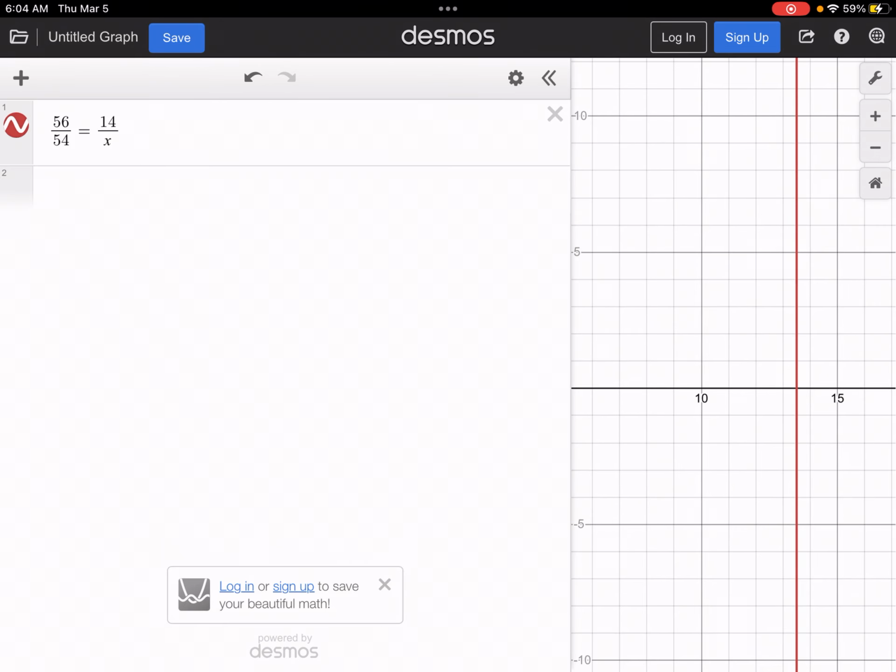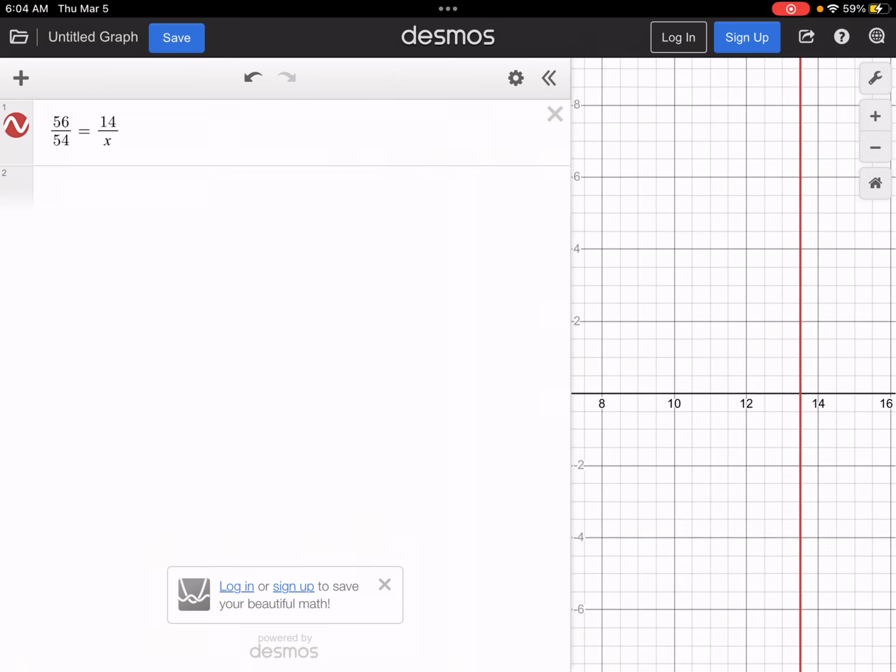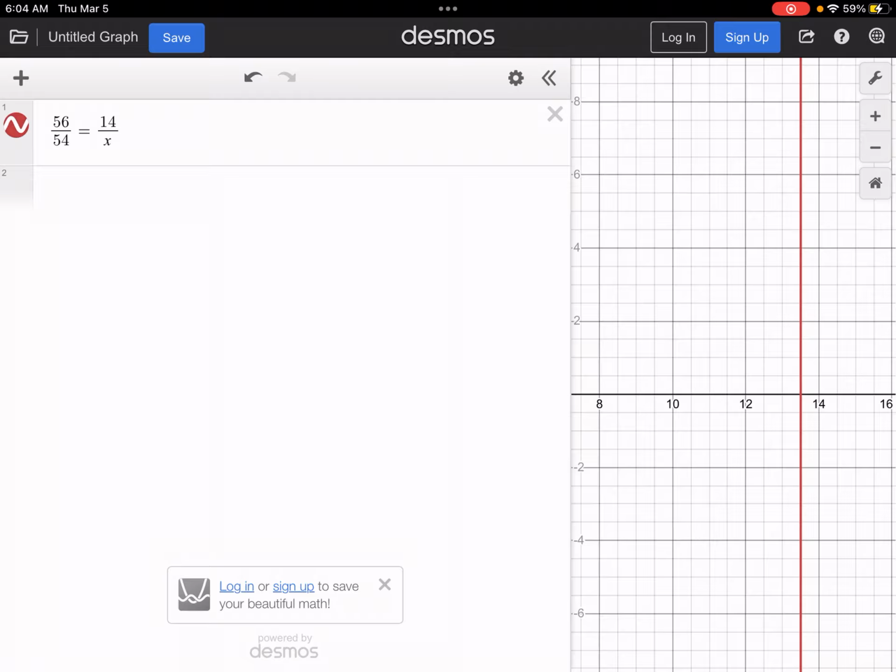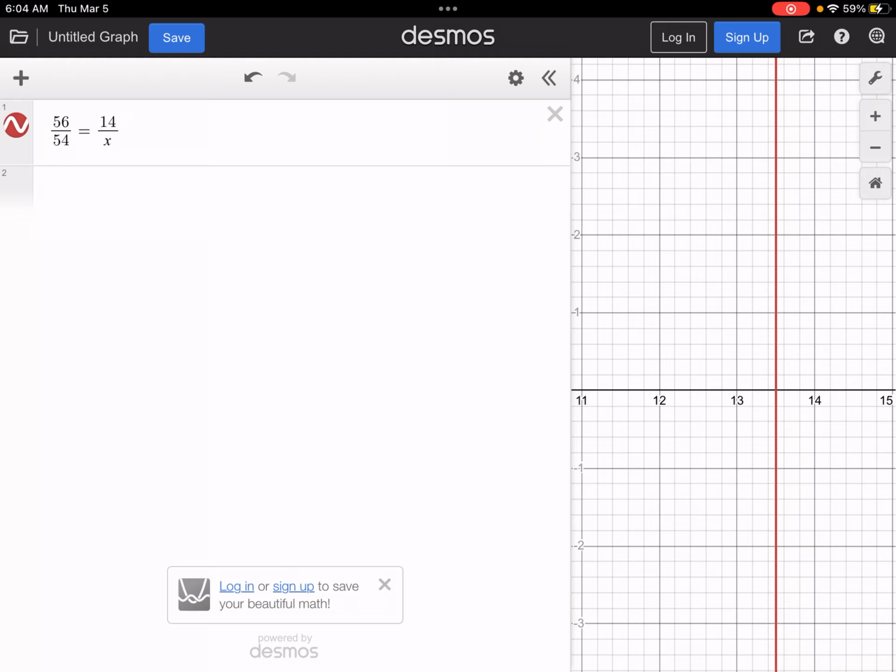Okay, so we get a number that looks like it's halfway between. It's not clicking on there for me. So it looks like it's 13 and a half. Can you guys see that? Like if I kept on zooming in, yeah, it's halfway between 13 and 14. So X would be 13 and a half. Normally I can click there. Weird.